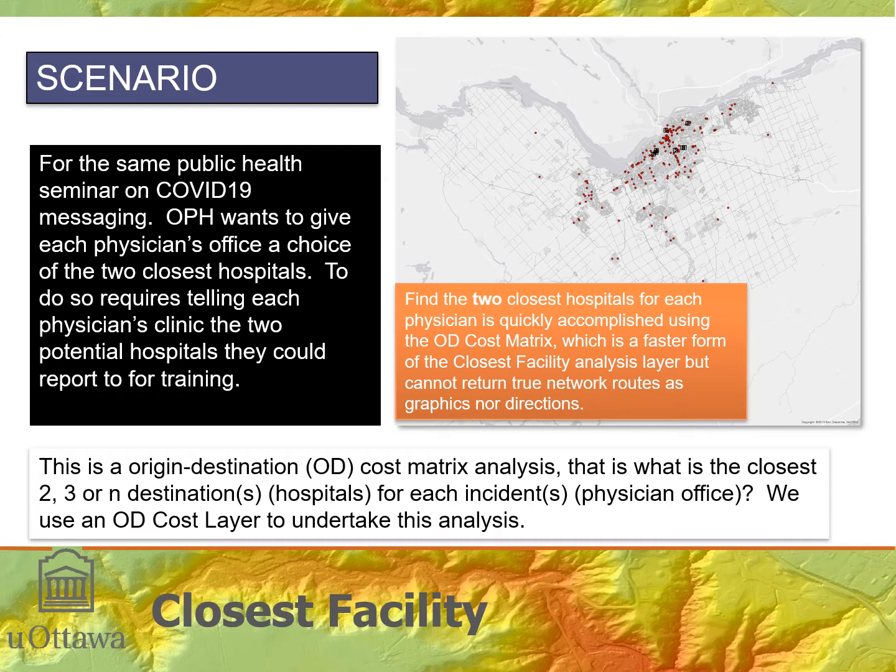Now, this could be done using incident facility, but when we start to get n greater than 1 or 2, and this is just 2 here, but let's say when we want to do like n equals 8, so we want to find the distance from each physician's office, let's say, to all 8 facilities for every office. Well, that's better done using what's called an OD cost matrix. An OD cost matrix means Origin-Destination Cost Matrix.